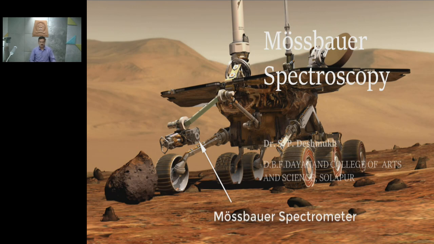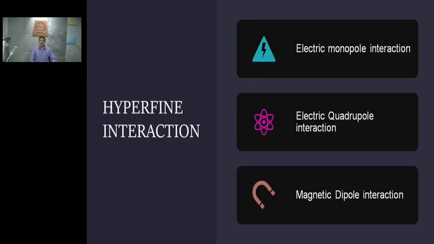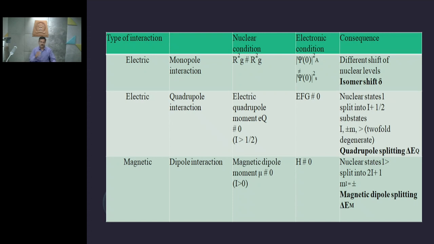For this Mossbauer spectroscopy, we have to see the actual interaction that we call the hyperfine interaction. There are different key factors, but here we have to see why the interaction happens. There is electric monopole interaction, electric quadrupole interaction, as well as magnetic dipole interaction. So there are different types of interaction: majorly electric monopole, electric quadrupole, and magnetic dipole interaction.